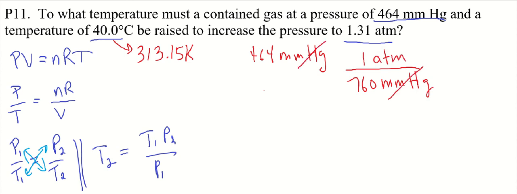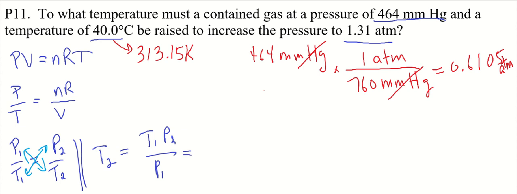All right, I want to get rid of millimeters of mercury, and I want both my measurements of pressure in atmospheres. 464 divided by 760 is going to give us 0.6105. I have it stored in my calculator. Atmospheres. Let's go back to our problem.